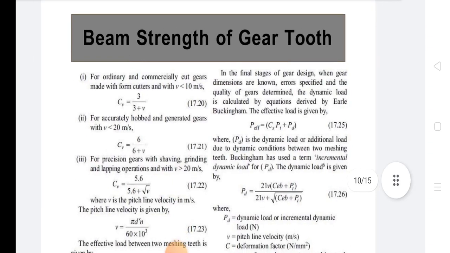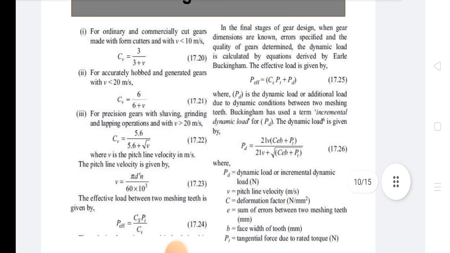There are three conditions: when velocity is less than 10 meter per second, Cv is equal to 3 upon 3 plus v. Cv is equal to 6 upon 6 plus v when v is less than 20 meter per second. Where v is greater than 20 meter per second, Cv is equal to 5.6 upon 5.6 plus root of v. And the pitch line velocity is given by v is equal to pi d dash n upon 60 into 10 raised to 3. P effective is equal to Cs Pt upon Cv.